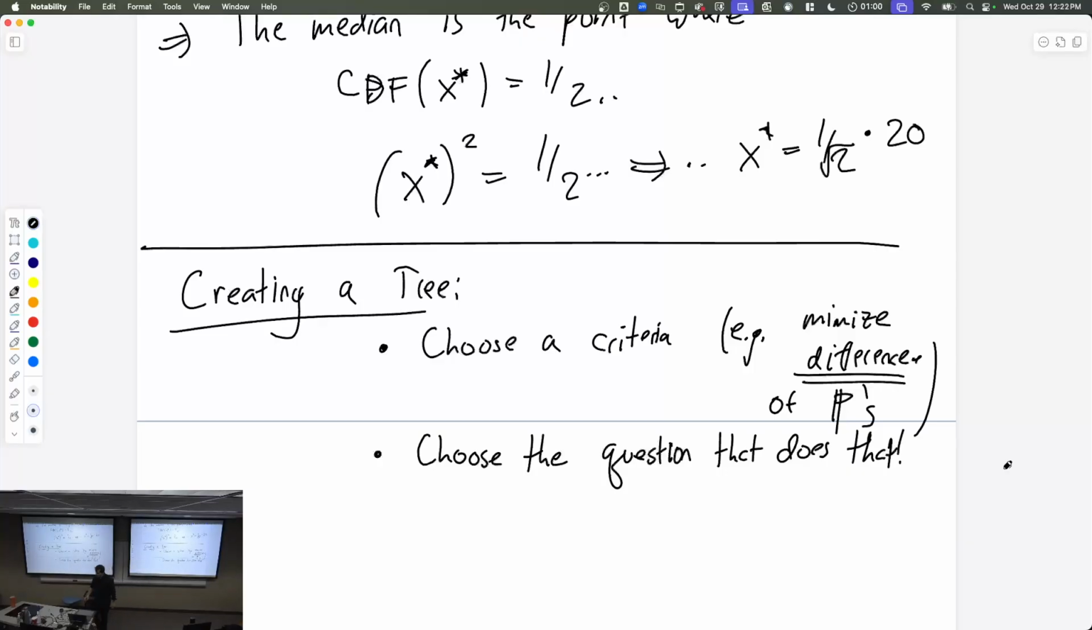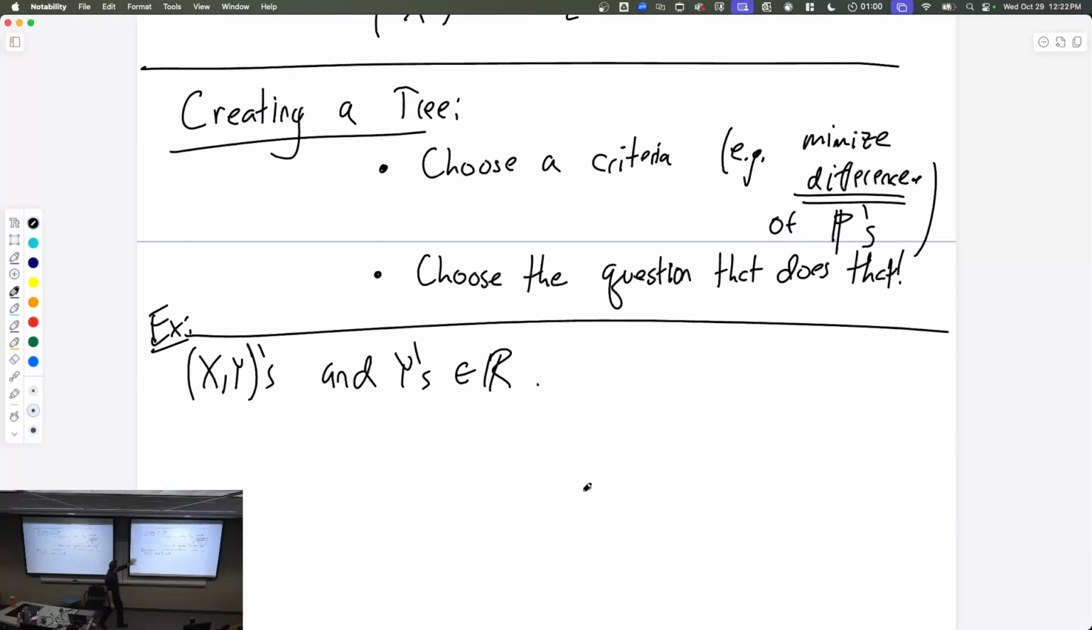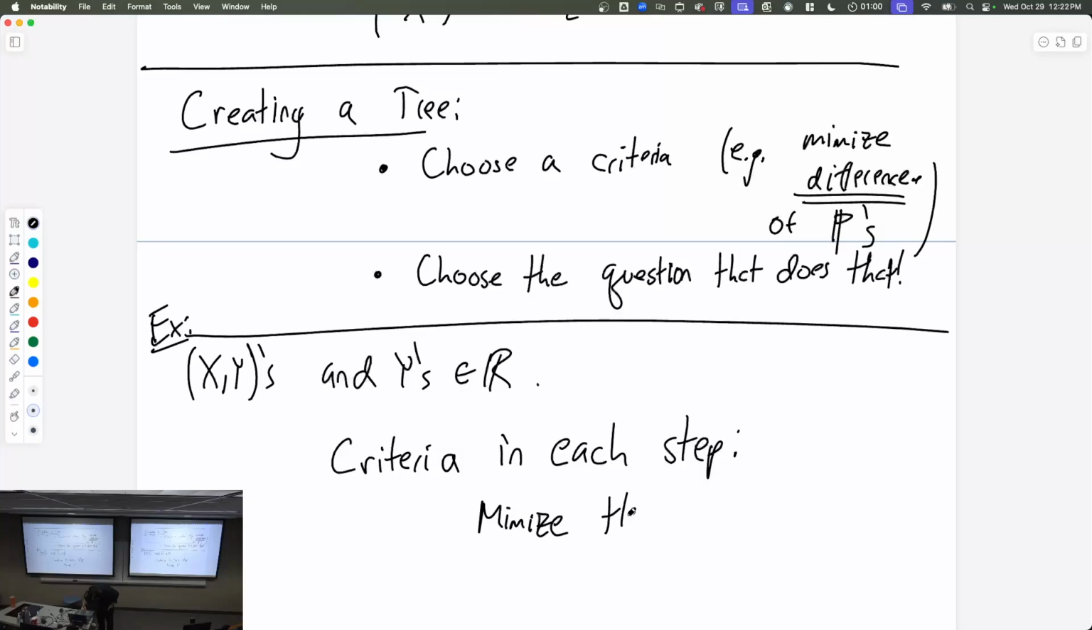A good example is for a regression tree. So suppose you are doing a tree for regression. You have a bunch of x's and y's, and the y's are real numbers. Suppose they are the housing data set, where the x's are information about the house and y is the price. What would we want to minimize? The criteria in each step could be to minimize the RMSE of each region.